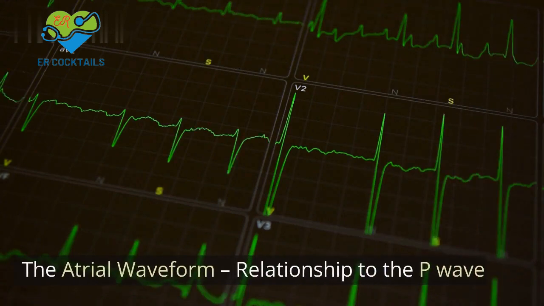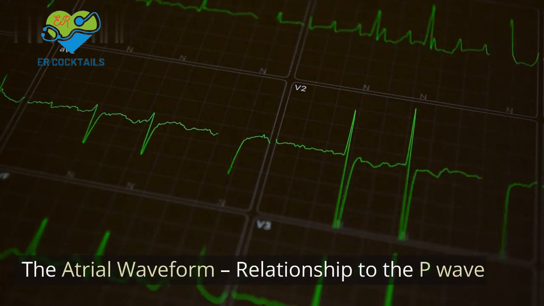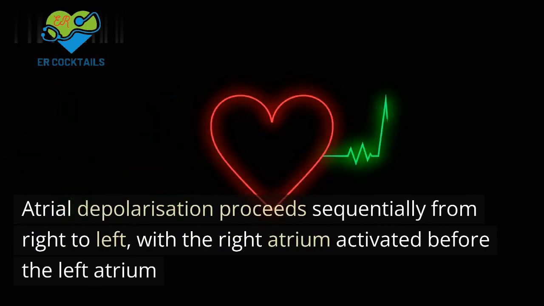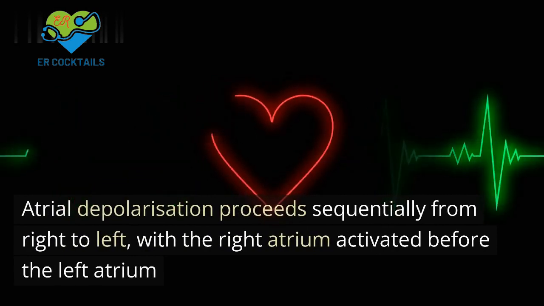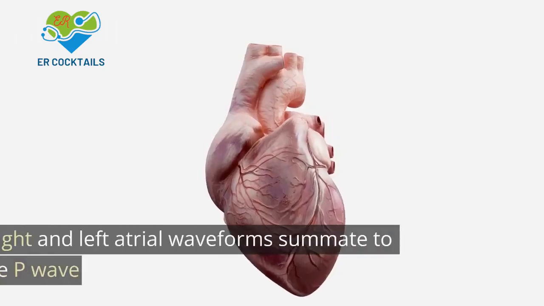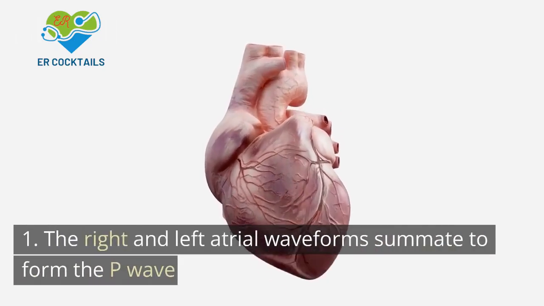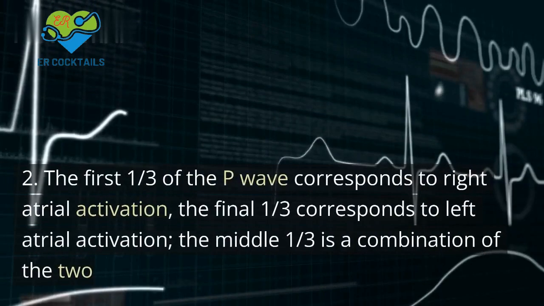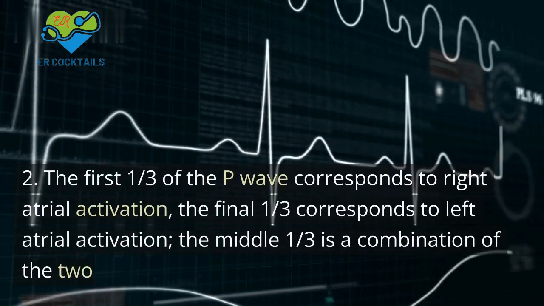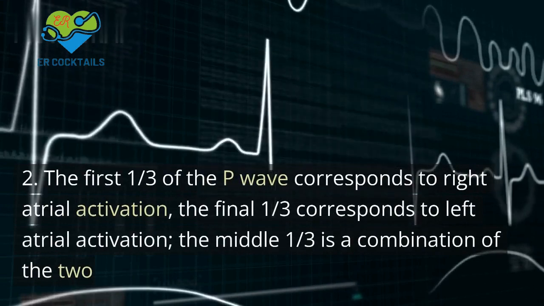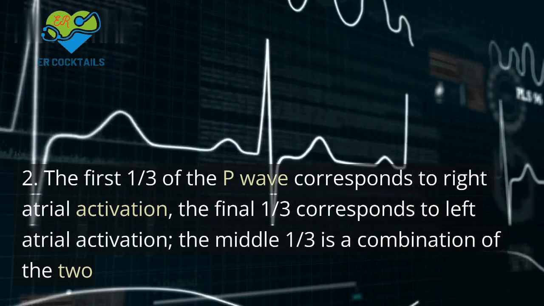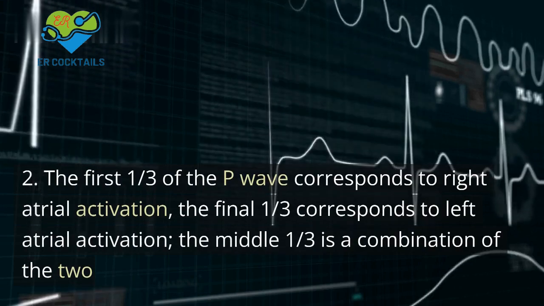The atrial waveform, relationship to the P wave. Atrial depolarization proceeds sequentially from right to left, with the right atrium activated before the left atrium. 1. The right and left atrial waveforms summate to form the P wave. 2. The first one-third of the P wave corresponds to right atrial activation. The final one-third corresponds to left atrial activation. The middle one-third is a combination of the two.